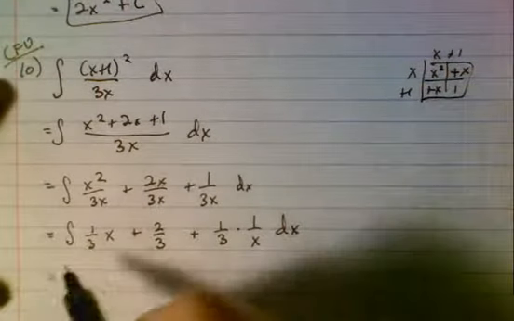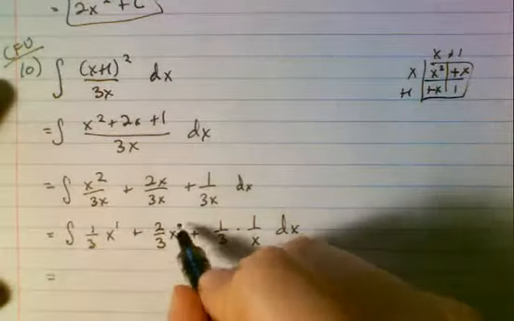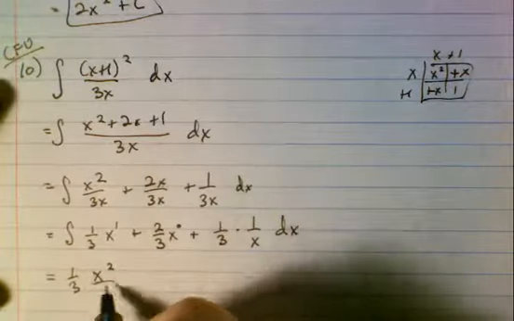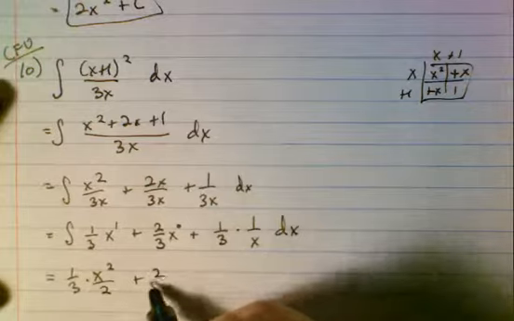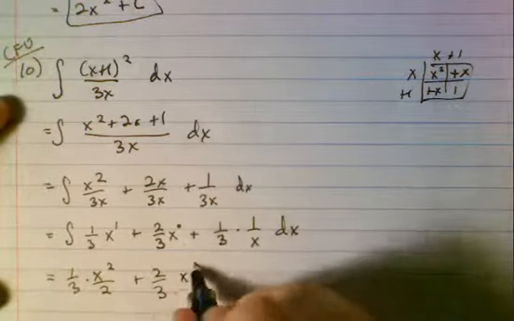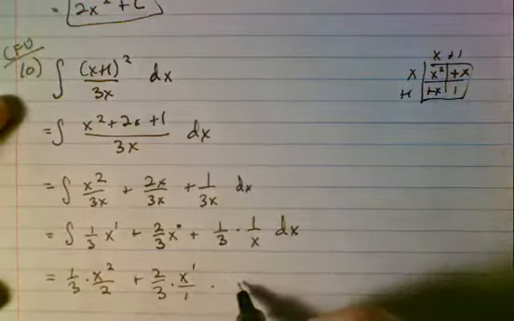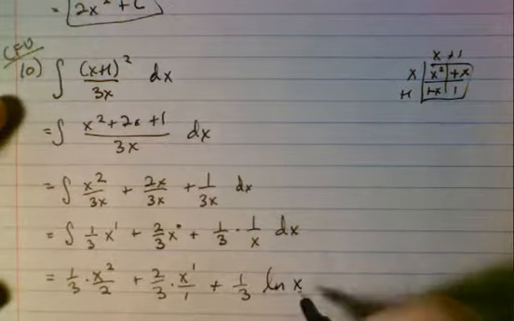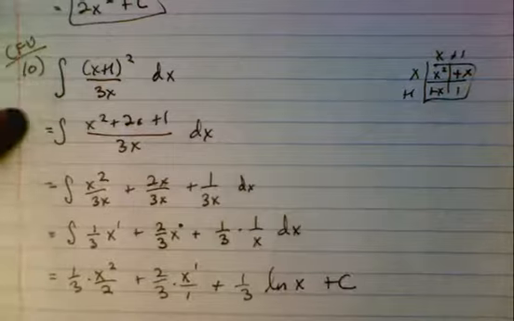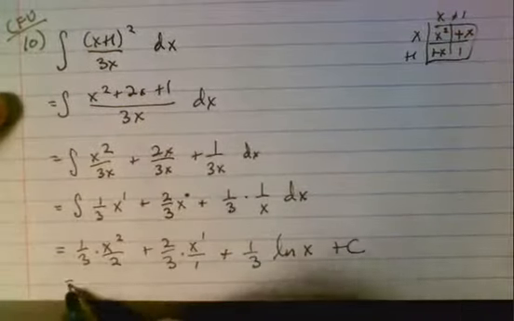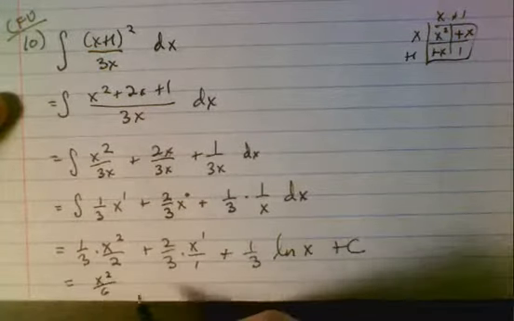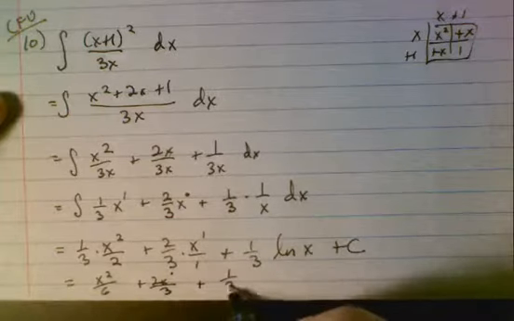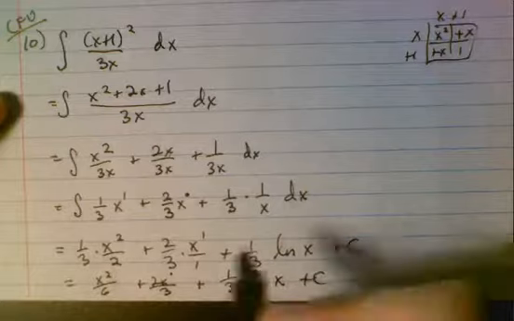So let's go ahead and take the antiderivative. This is x to the first, this is x to the 0. So we add 1 to the exponent, that's x squared, divide by 2. 2/3 is along for the ride, we add 1 to the exponent, divide by the new exponent. The 1/3 is along for the ride, the antiderivative of 1 over x is the natural log of x, and we got plus c at the end. So our final answer is going to be x squared over 6 plus 2x over 3 plus 1/3 natural log of x plus c.